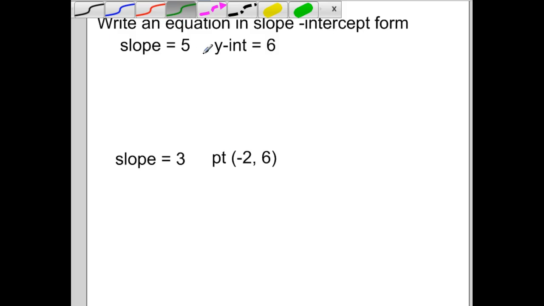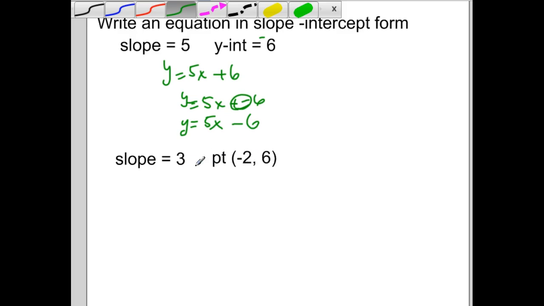So, writing an equation in slope-intercept form, you have this, and you have that. y equals 5x plus 6. If this was a minus, for example, then it would be y equals 5x plus a negative 6, but it would be preferred that you just write it as 5x minus 6. We don't want to see two symbols next to each other. So plus a negative is the same as minus 6.